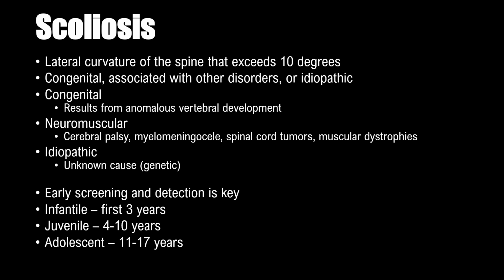So early detection and early screening is key, and I know this happens when we get our checkup every year, or seeing the school nurse, they do screening as well. So if this is diagnosed within the first 3 years of life, it's known as infantile scoliosis. If it's noted in 4 to 10 years of life, it's juvenile, and 11 to 17 years is known as adolescent.